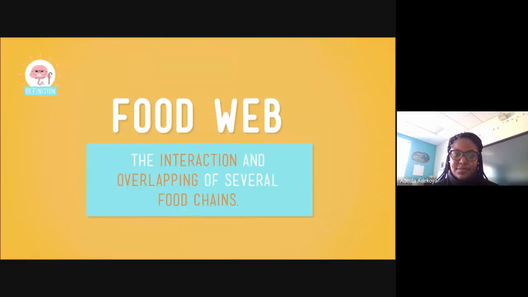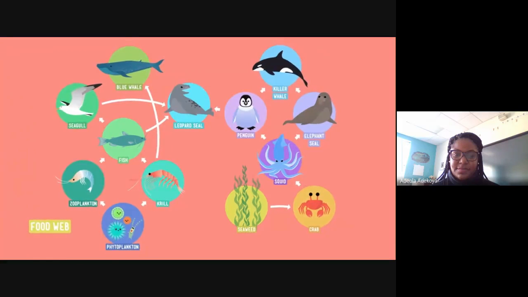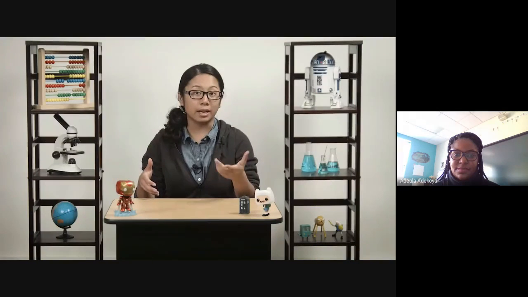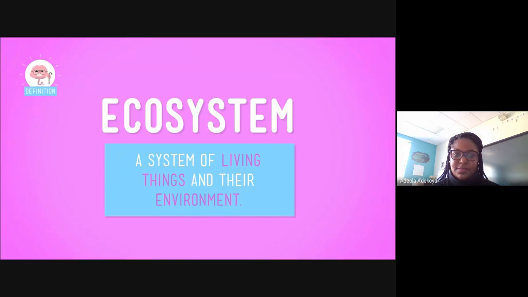Last week, we learned that a habitat is home to a tangle of food chains called food webs. The animals depend on each other for food, but they don't just need each other. They rely on the non-living things in the habitat too. This interaction of living and non-living things in a habitat is called an ecosystem.